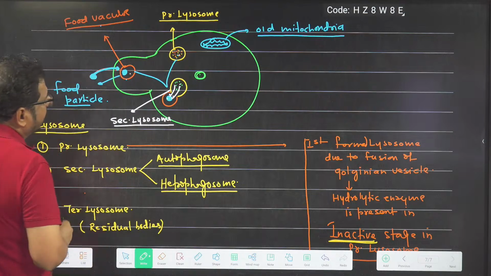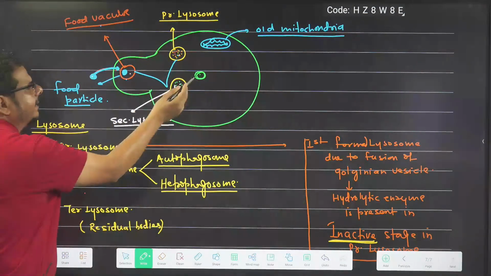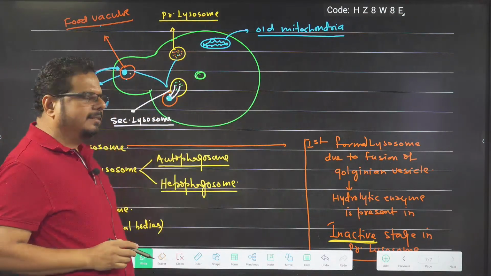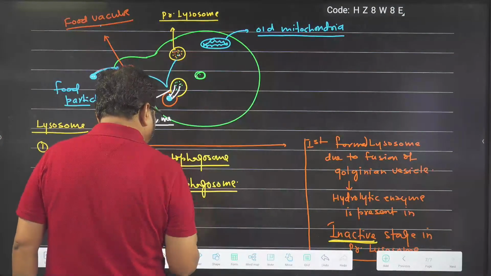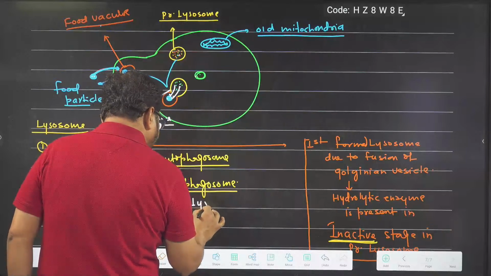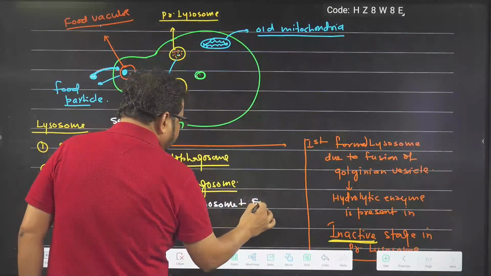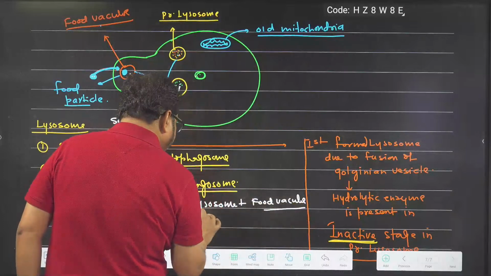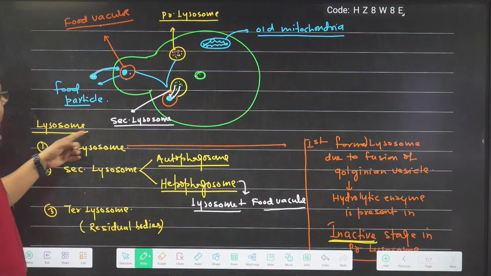So in such a type of condition, is this a foreign body or inside the cell body? Food is a foreign body, which came from outside into the cell. So it is called heterophagosome. This is called heterophagosome. So when lysosome fuses with food vacuole, food came from outside, it is an outside source. It is making which one? Heterophagosome. You got the meaning of heterophagosome? It is a type of secondary lysosome.